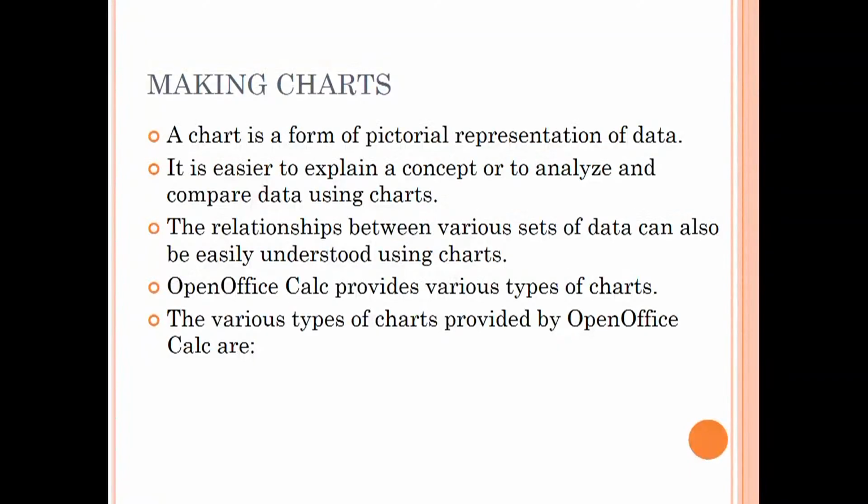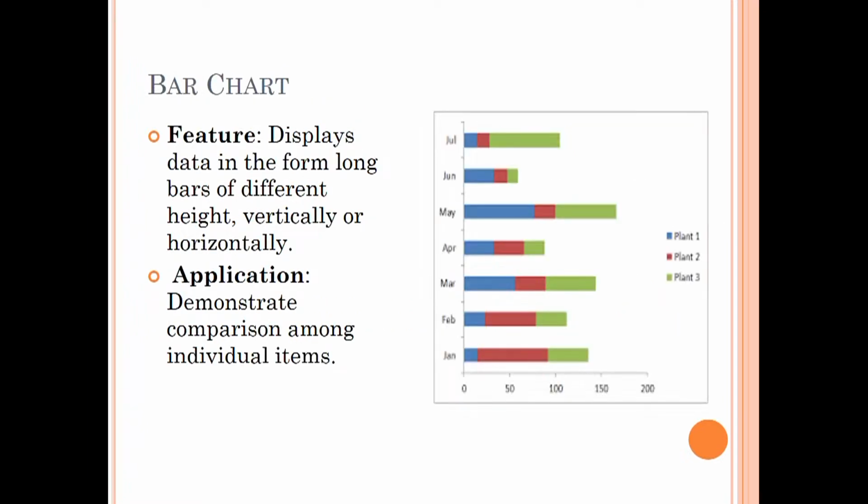charts. So a chart is basically a form of pictorial representation of data. When you want to represent your data pictorially, you use charts and graphs to make it more interesting and more understandable. So it is easier to explain the concept or to analyze the data using the charts. The relationship between various sets of data can also be understood using chart. OpenOffice CALC provides various types of chart. So let us discuss them one by one.